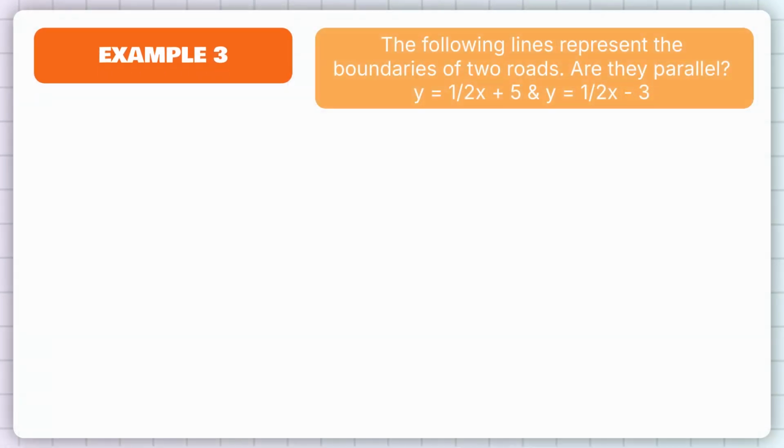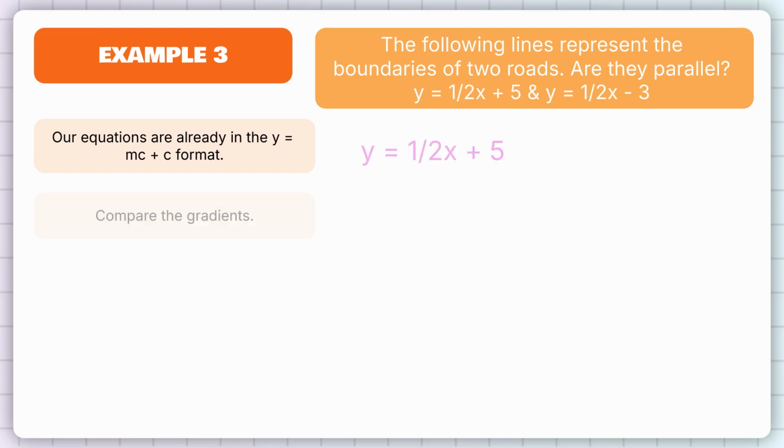Let's look at a real-world problem. The following lines represent the boundaries of two roads. Are they parallel? Our roads are y equals 1/2 x plus 5 and y equals 1/2 x minus 3. For our first road, the gradient is 1/2. For our second road, the gradient is also 1/2. Since both slopes are equal, the roads represented by these lines are parallel.